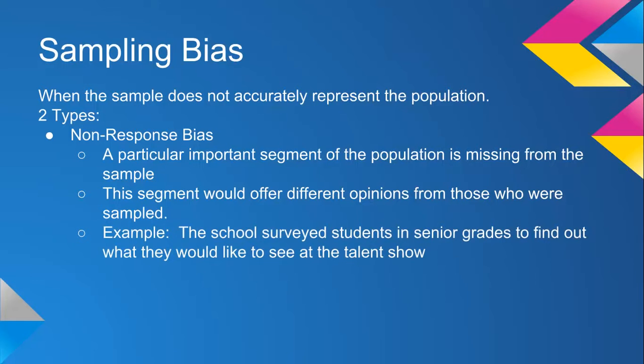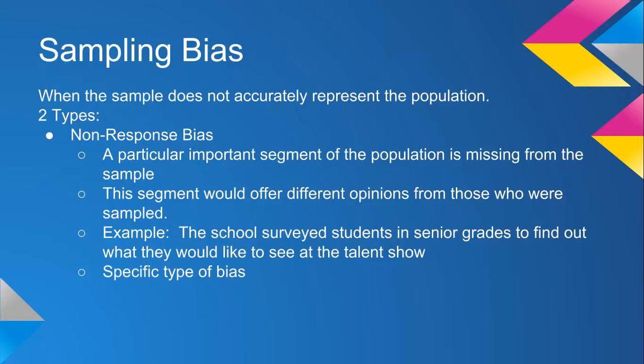For example, the school surveyed students in senior grades to find out what they would like to see at the talent show. Well, the senior grades will have an opinion, but the junior grades will have another opinion, and they could potentially differ. So we need to hear from both of them. It's not a good, accurate representation of the population for people that are watching the talent show. Particularly so because the junior grades are probably going to be more represented at the talent show, although all students will be there. It is a specific type of bias.